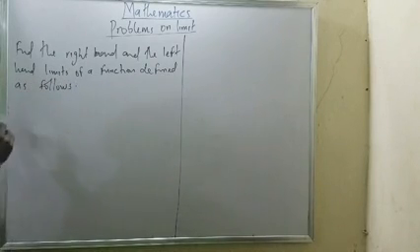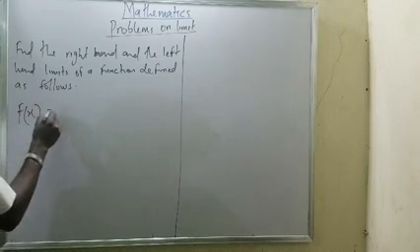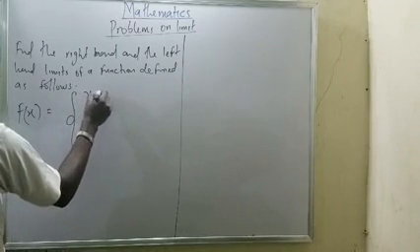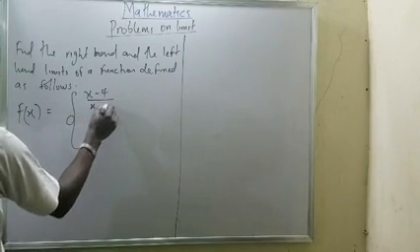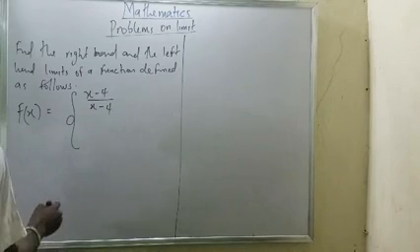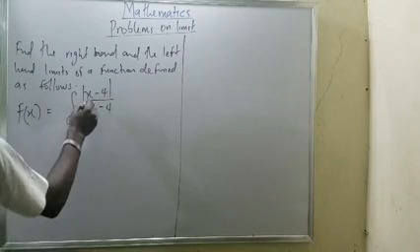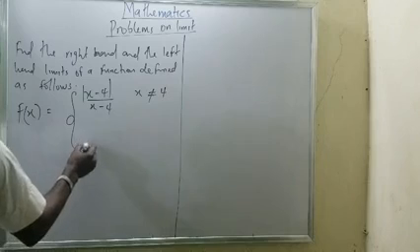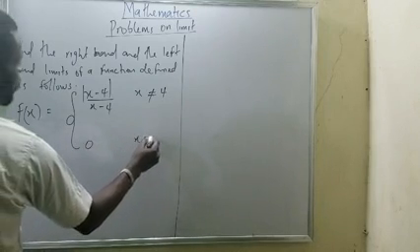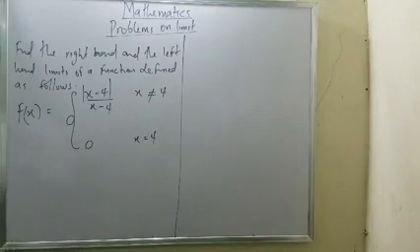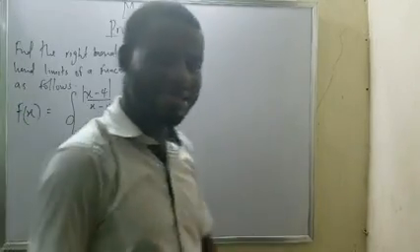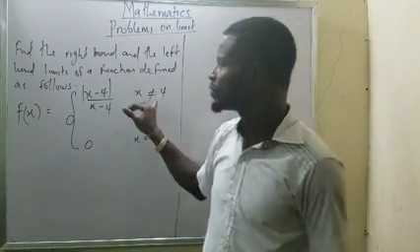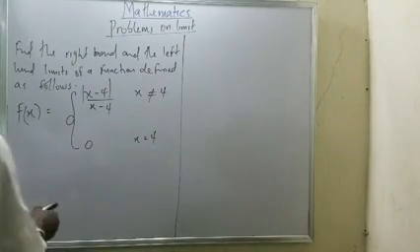Now I have my f of x equals absolute value of x minus 4 divided by x minus 4, for x is not equal to 4, and this one is x for x equals to 4. It means when my x equals 4, it will be equal to 0. That's what I mean. Now, for x not equal to 4, that is what I'm to work on.